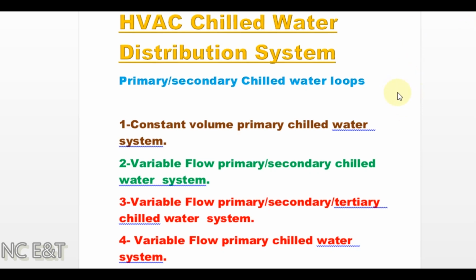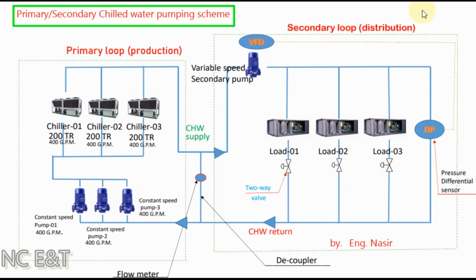As we already discussed number 1, the constant volume primary chillwater system, in part 1, now in part 2 we will discuss the variable flow primary secondary chillwater system. First we will start to understand the definitions used in this topic. Then we will understand the subject with the help of a schematic diagram, and in the end we will have sample calculations.